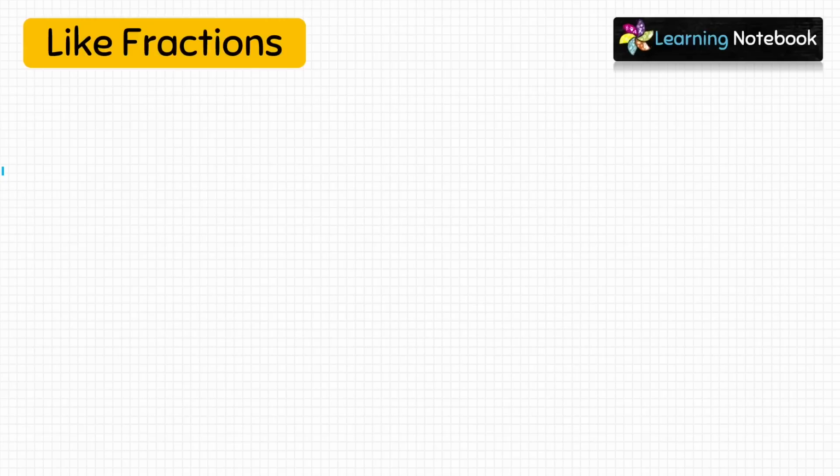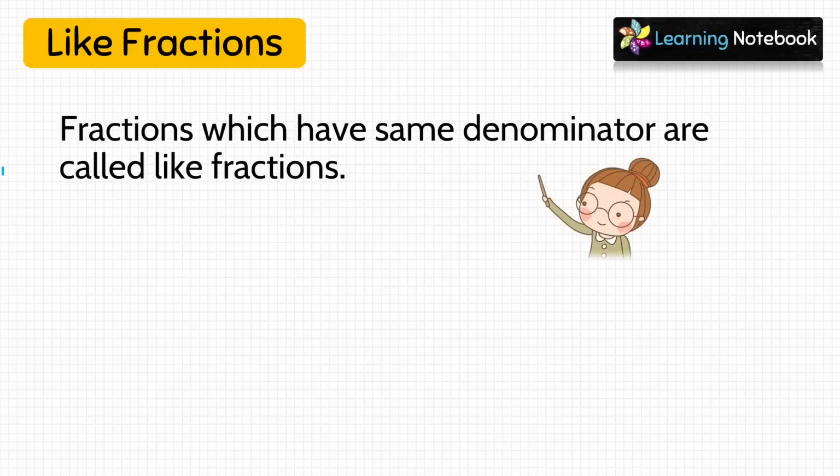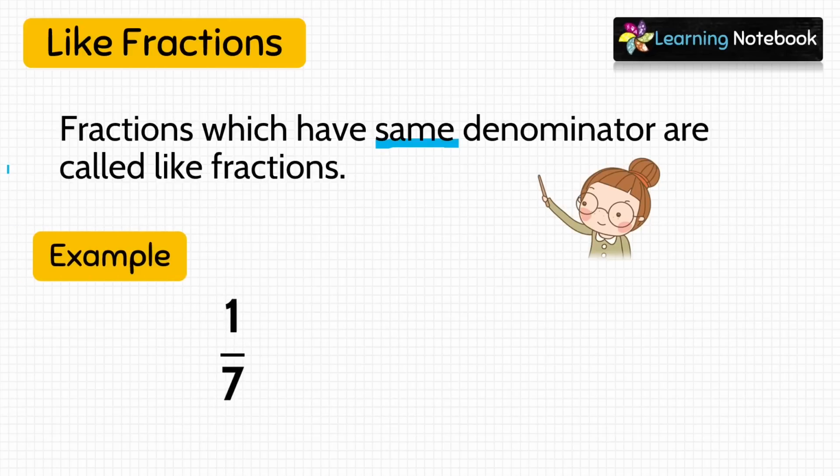Now, our next topic is like fractions. So, what are like fractions? Fractions which have the same denominator are called like fractions. For example, 1 by 7, 2 by 7 and 5 by 7. These three are like fractions because they have the same denominator 7.